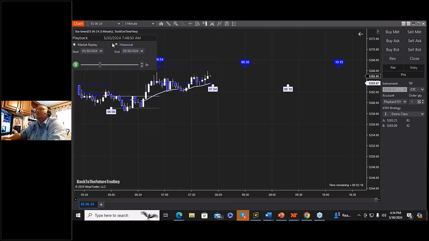In case someone can see it, we are on the ES 6-24 3-minute chart. So we're actually looking at last week's activity. I felt like it was prudent of me to go to a time frame that I really haven't looked at all that much. Forgot last week already.